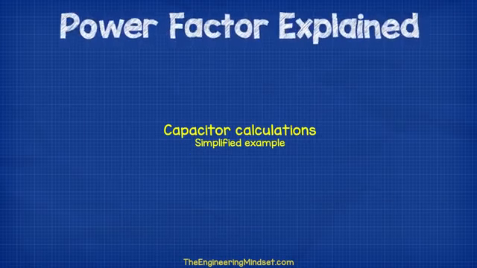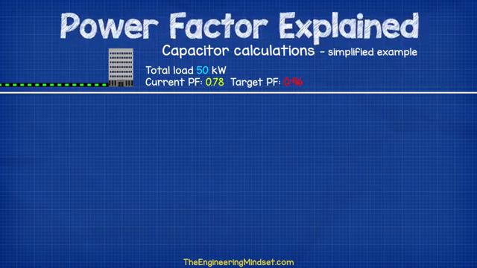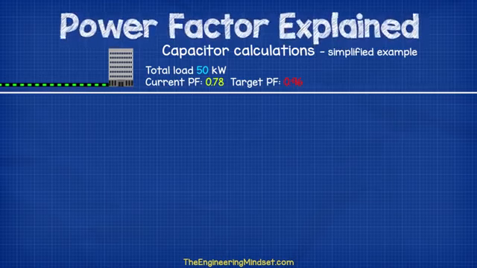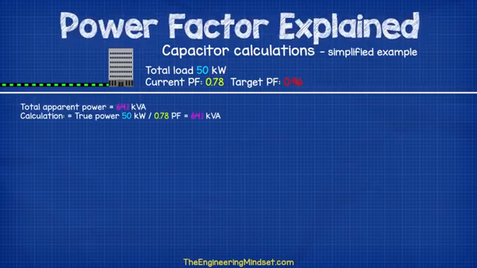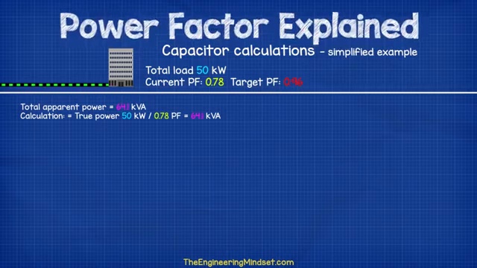Capacitor calculations for power factor correction. Let's look at a simplified example of calculating the size of a capacitor to improve the power factor of a load. The building has a 3-phase power supply and has a total load of 50 kilowatts of work. It also has a power factor of 0.78, but we want it to be 0.96 to avoid penalty charges. Currently, the building has a total apparent power, or kVA value, of 64.1 kVA, and we find that by just dividing the kilowatts, or 50 kilowatts, by the power factor of 0.78.